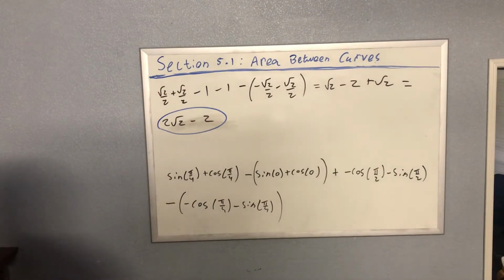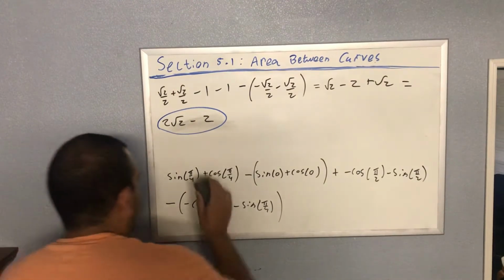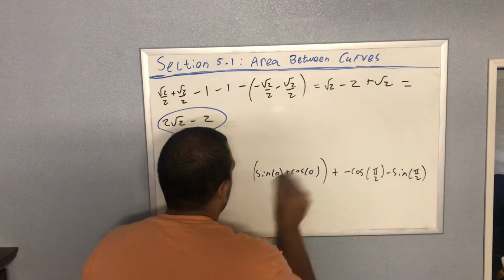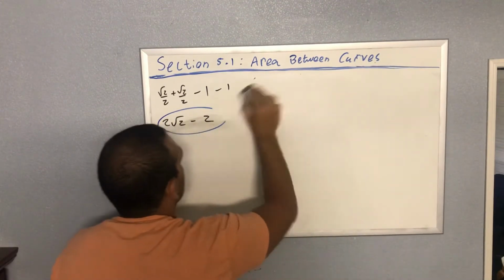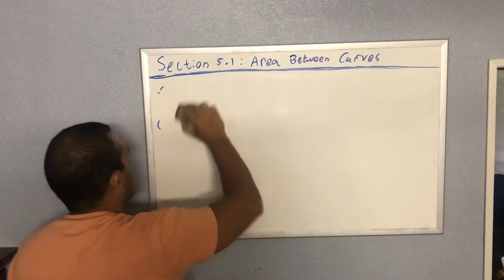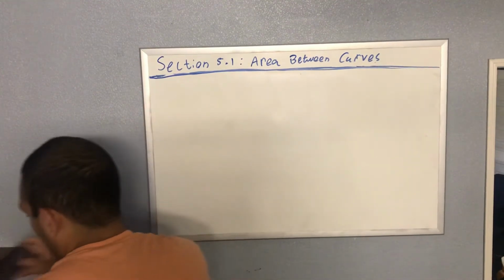Now, next up, we want to look at an example that is not so easily done in the framework that we've developed, but can be done a lot easier in another way. So that sounds really vague, so let me explain.